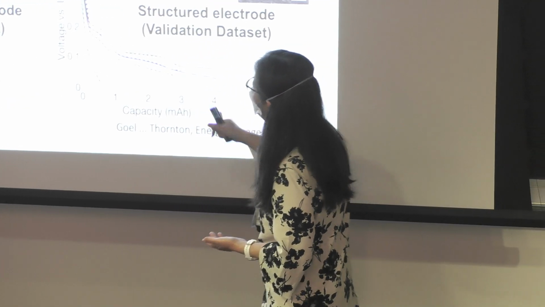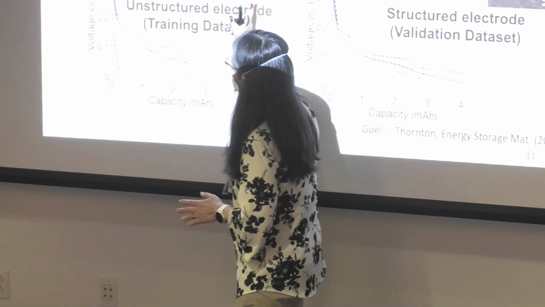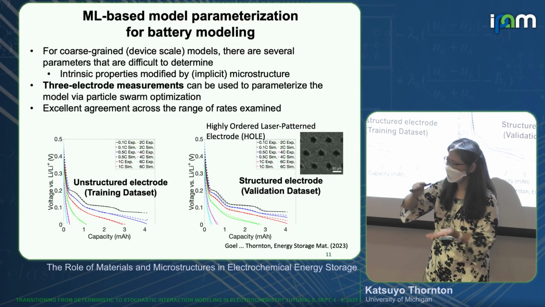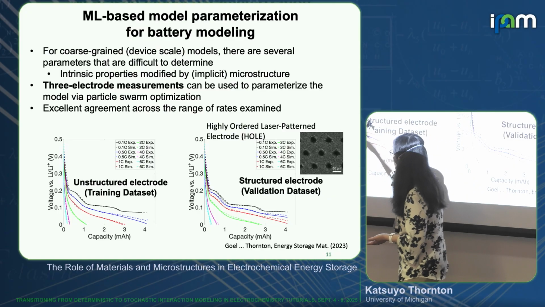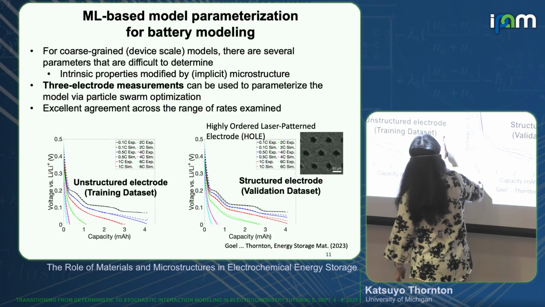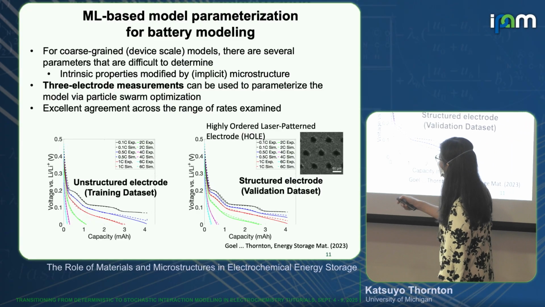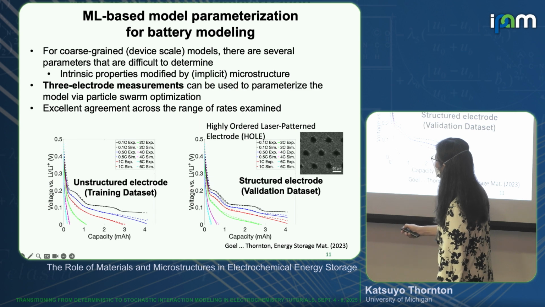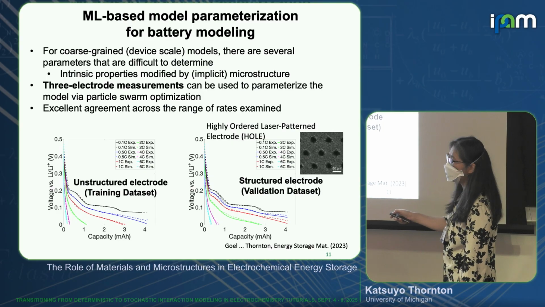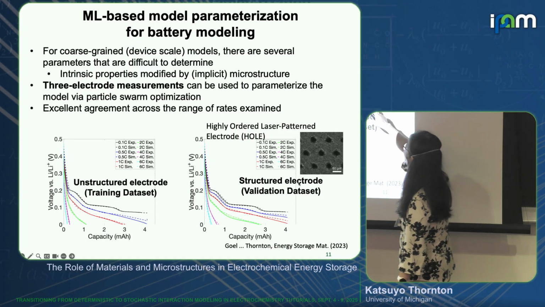So this is for the cell, and this is for the anode, by the way. This is for the normal electrode, so it's pseudo one-dimensional. We did a parameterization using this as a training set, with the particle swarm optimization method, and we get good agreement as shown here. Then we were able to show that the parameters were pretty good because we also had a validation data set where there are features.